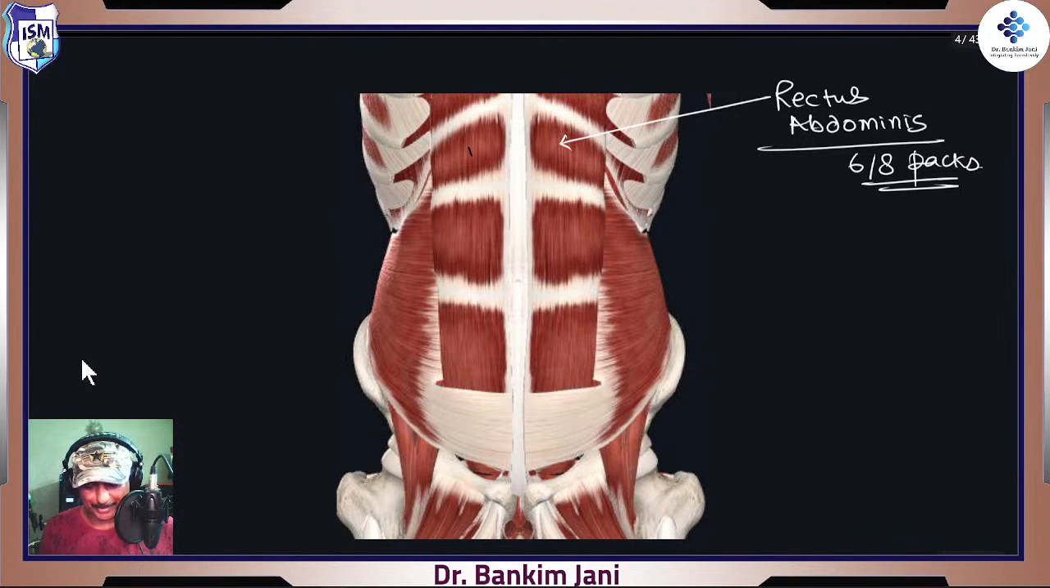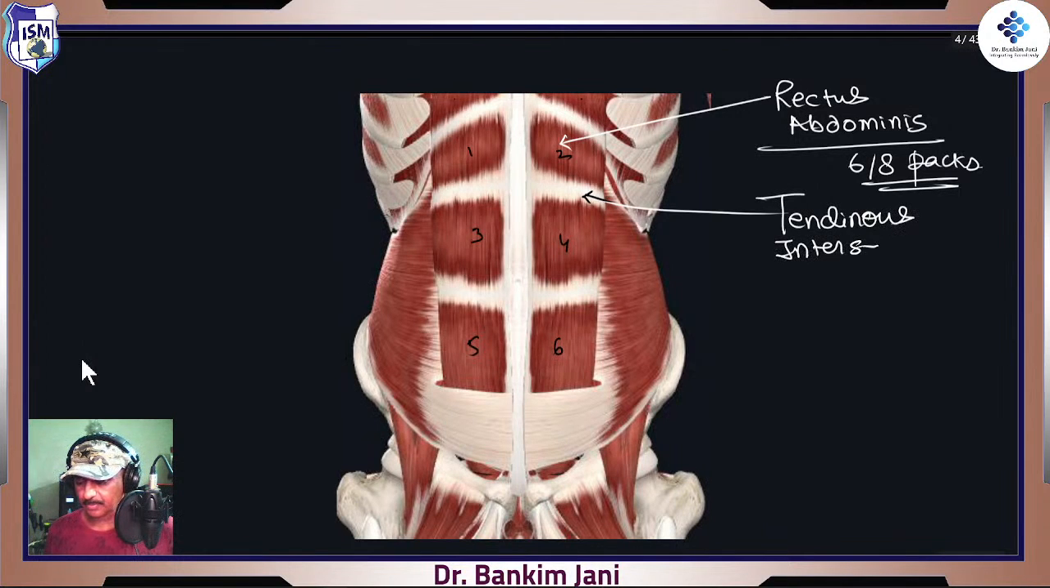Those six packs are, this is pack 1, pack 2, pack 3, pack 4, pack 5 and pack 6. They are present in everyone, right? But when they are displayed, even the ones above are also seen, and they are called six packs or eight packs. Basically, rectus abdominis is a muscle with, in between over here, tendinous intersections. Everyone has these tendinous intersections because they prevent bowing of the muscle.